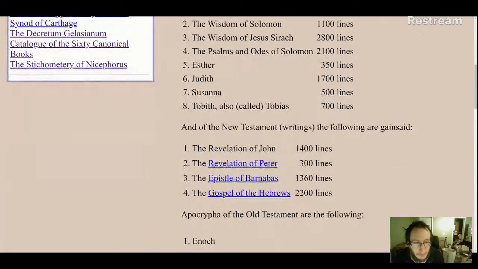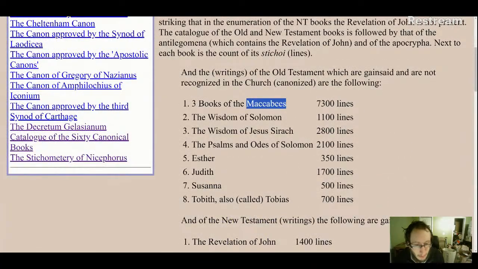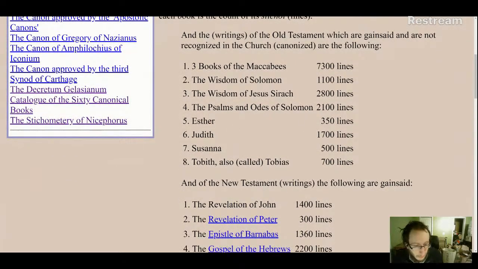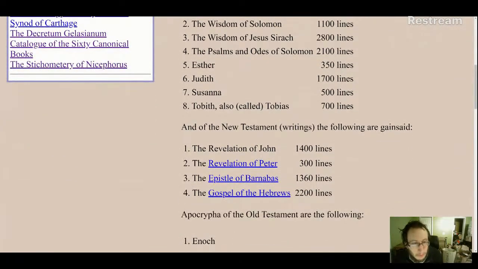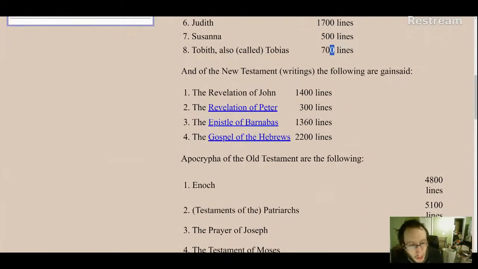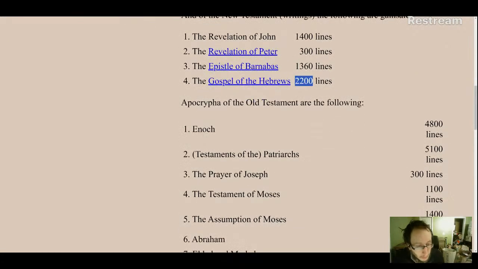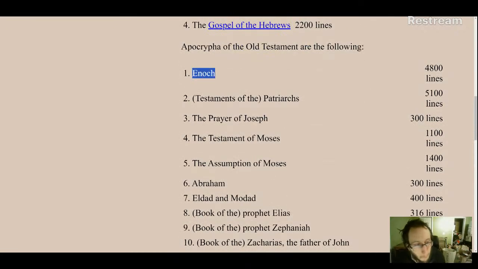So, for example, we have here the books of Maccabees, altogether 7,300 lines, all three books. The Wisdom of Solomon, 1,100. Book of Sirach, 2,800. Psalms and Odes of Solomon, 2,100 lines. Book of Esther, 350 lines. Judith, 1,700 lines. Tobit, 700 lines. So it's giving us an idea. The Revelation of John, 1,400 lines. Apocalypse of Peter, 300 lines. Epistle of Barnabas, about 1,400 lines. The Gospel of the Hebrews, 2,200 lines. Book of Enoch, 4,800 lines.